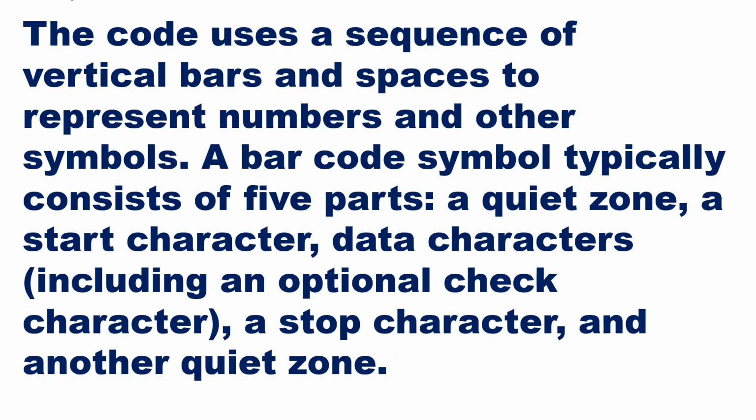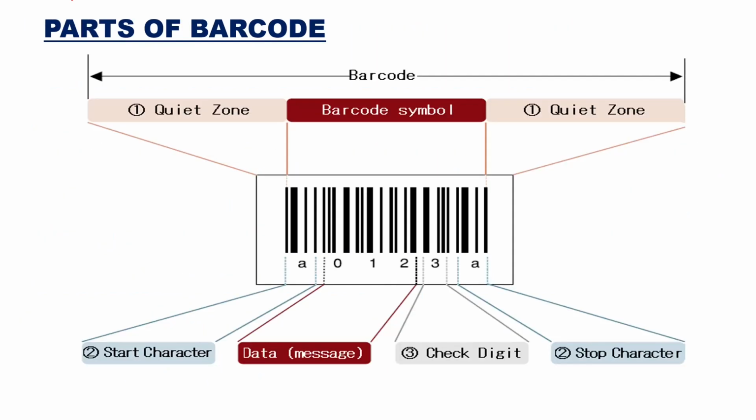The code uses a sequence of vertical bars and spaces to represent numbers and other symbols. A barcode symbol typically consists of 5 parts. You can name the first part as the quiet zone, the second part as the start character, the third part as the data character, which can include an optional check character, the fourth part as the stop character, and the fifth part as another quiet zone. So here you can see the first part is a quiet zone, then the start character, data message, check digit, stop character, barcode symbol, and quiet zone.